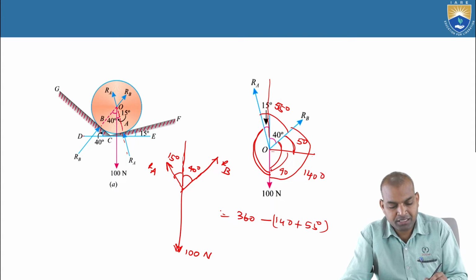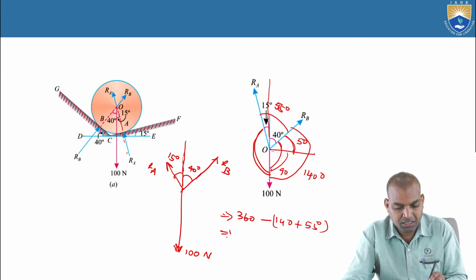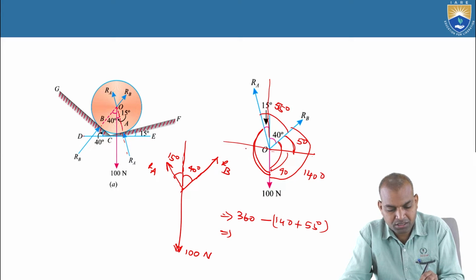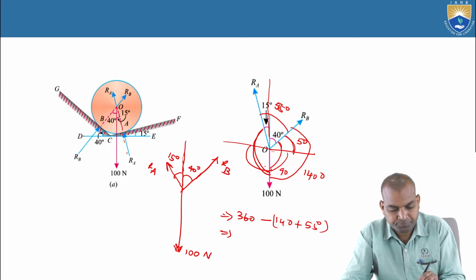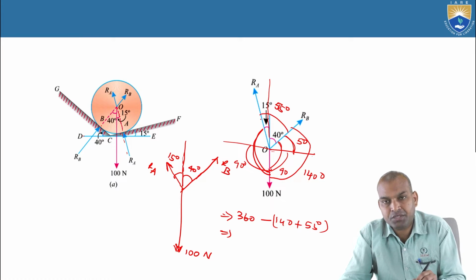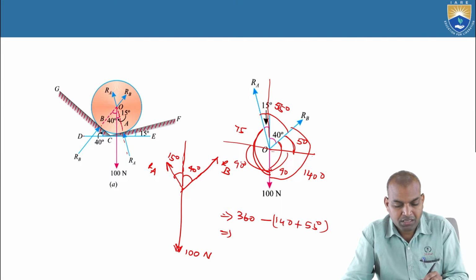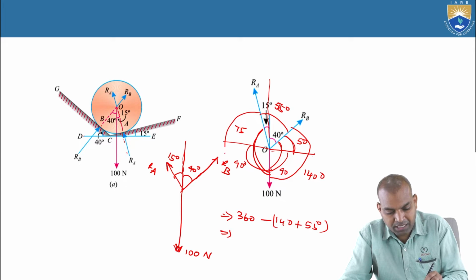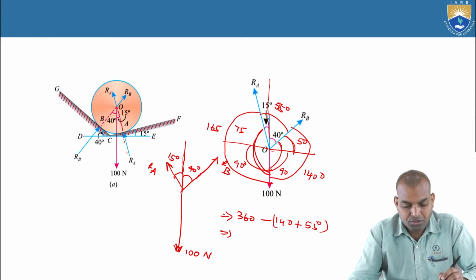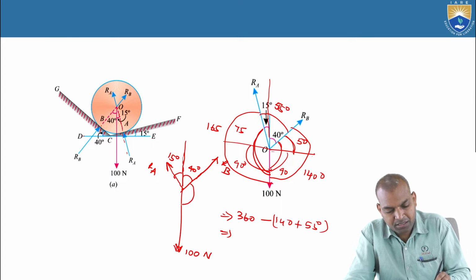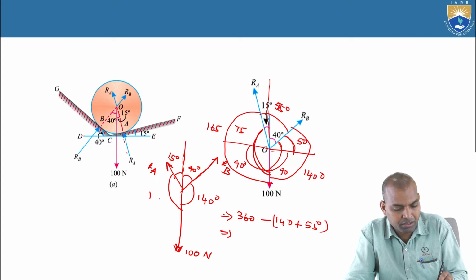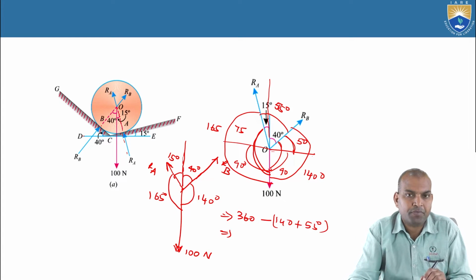Or another manner is that this angle is how much? This is 90 degrees. And what about 90 minus 15? This is 100, this is 15 degrees. 90 minus 15 is 75. Then 90 plus 75, this angle is how much? 165 degrees. So now finally, here this angle is 140 degrees and here it is 165 degrees.